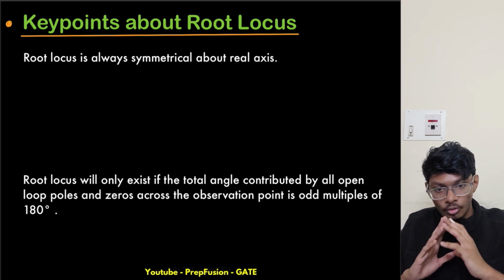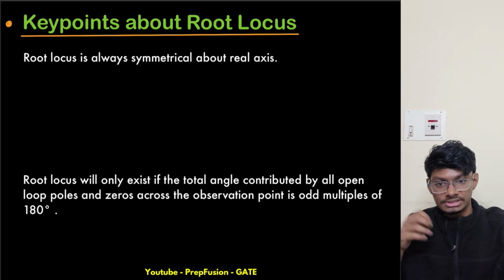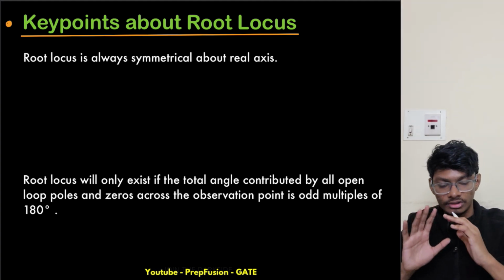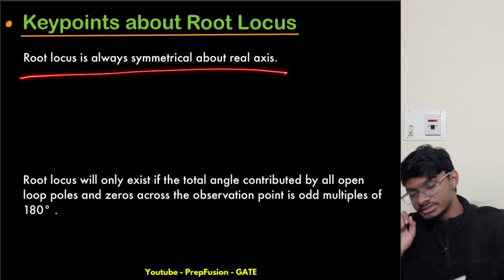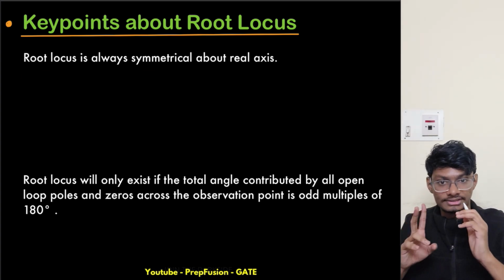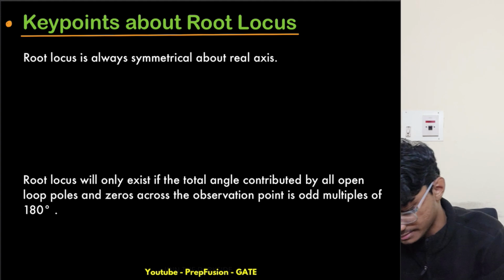A few key points I want to tell you about root locus, and I will give you a bit of intuition. The intuition is that my root locus is always symmetrical about my real axis. Why is this the case?